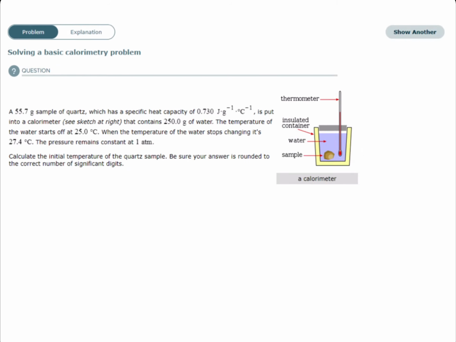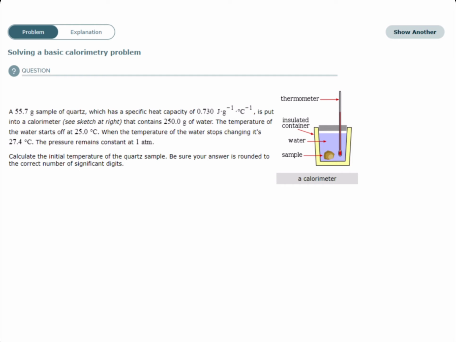In this example, a 55.7 gram sample of quartz, which has a specific heat capacity of 0.73 joules per gram per Celsius, is put into a calorimeter that contains 250 grams of water. The temperature of the water starts off at 25 degrees Celsius. When the temperature of the water stops changing, it's 27.4 degrees Celsius. The pressure remains constant at 1 atmosphere. Calculate the initial temperature of the quartz sample and be sure your answer is rounded to the correct number of significant digits.